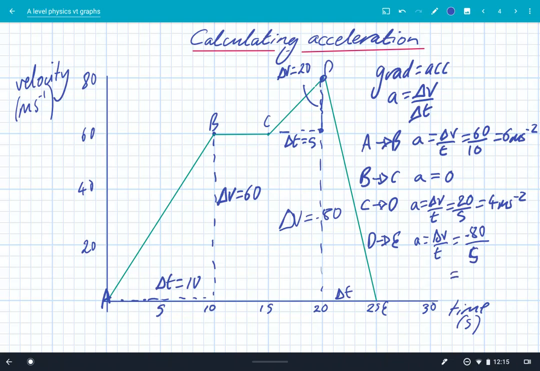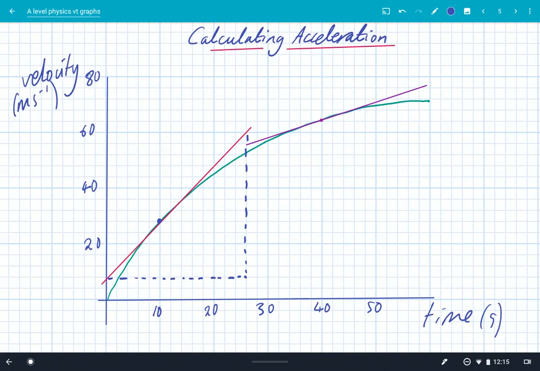And that gives us an answer of 80 divided by 5, 16 meters per second squared. And that's negative because it's a deceleration. Okay, at A level, you're expected to be able to calculate the acceleration from a curved graph.